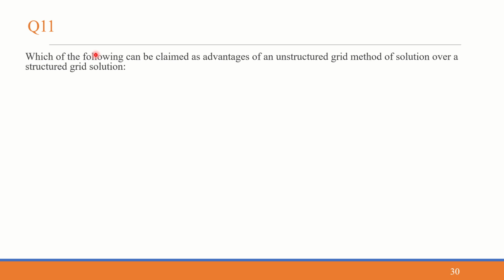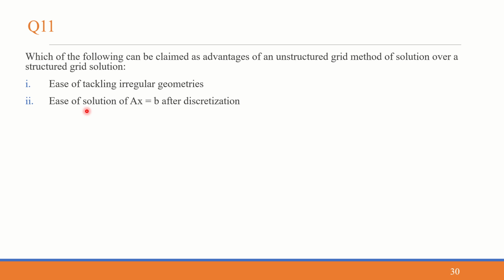Now we are into question 11. In question 11, what is asked? Which of the following can be claimed as advantages of an unstructured grid method of solution over a structured grid solution? So we have an unstructured grid and we have a structured grid. Which of the following can be claimed as an advantage of the former? So first one, ease of tackling irregular geometries. Second one, ease of solution of Ax equals B after discretization. Third one, ease of grid refinement after solution.